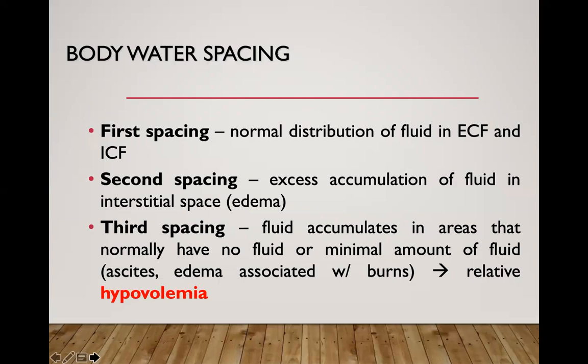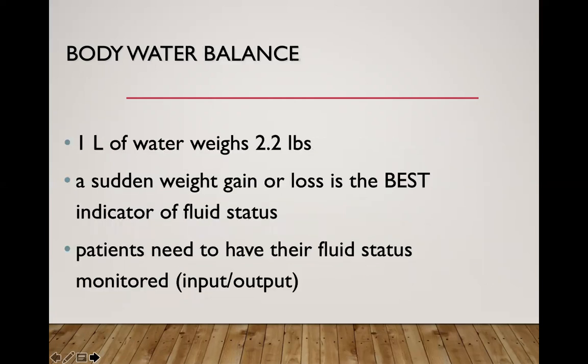So let's now talk about body water spacing. First spacing is the normal distribution of fluids in the extracellular and intracellular fluid compartments, whereas second spacing is the excess accumulation of fluid in the interstitial space, also known as edema. Third spacing is the fluid that accumulates in areas that normally have no fluid or a minimal amount of fluid, like what we see in ascites, or accumulation of fluid in the peritoneum, or edema associated with burns, and this would cause a relative reduction in volume, or relative hypovolemia.